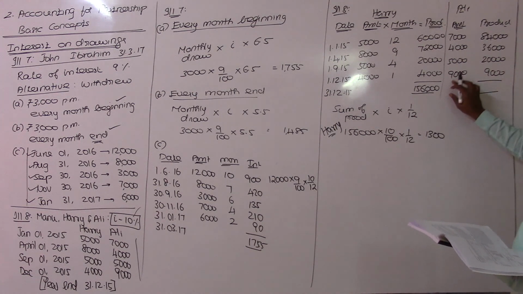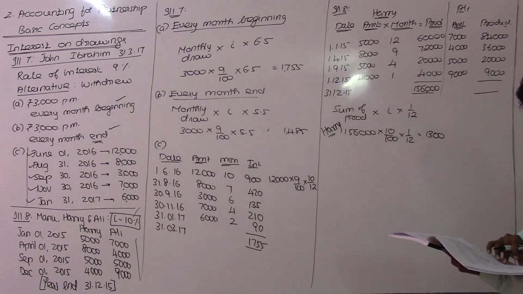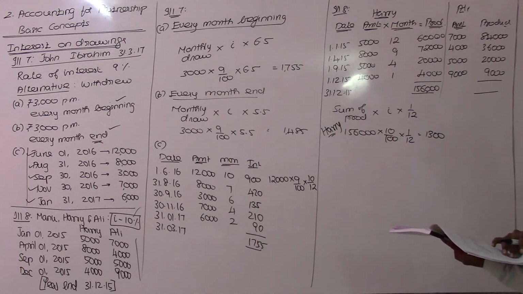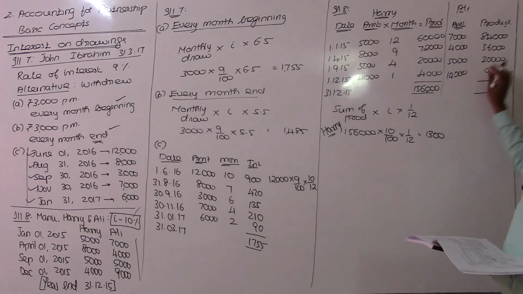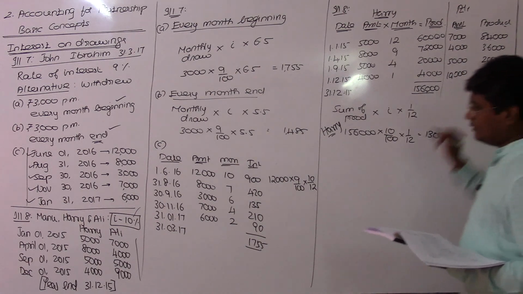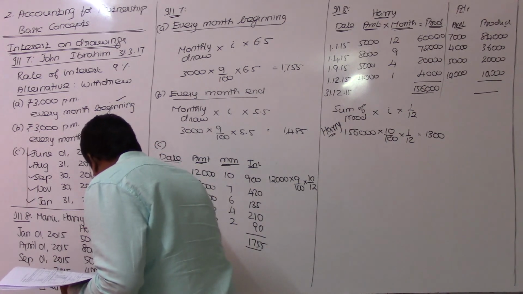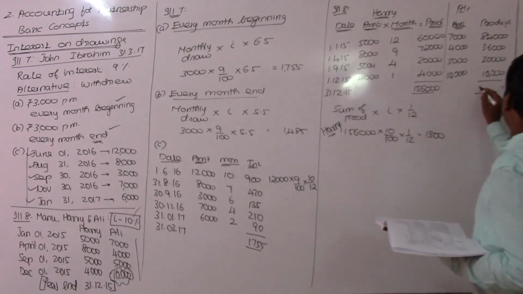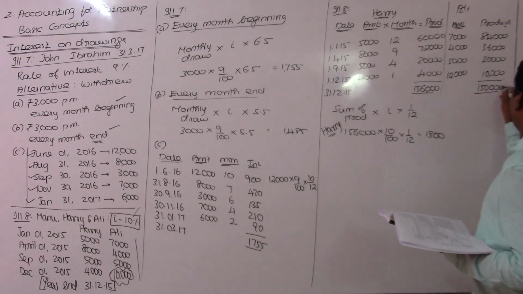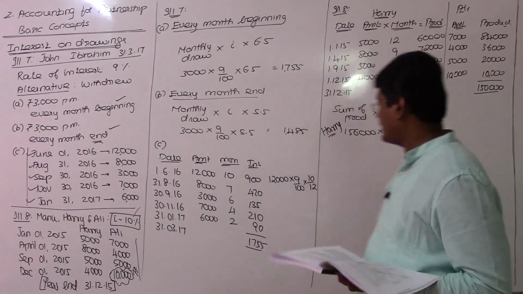So the last value is 9,000, but it's wrongly given in your text; it should be 10,000. I'll go with 10 here. Rather than 9, it is 10. In the question it is given as 9. I correct the question here. So by doing so we'll be getting 1,50,000. It's not 9,000, it's 10,000 rupees.